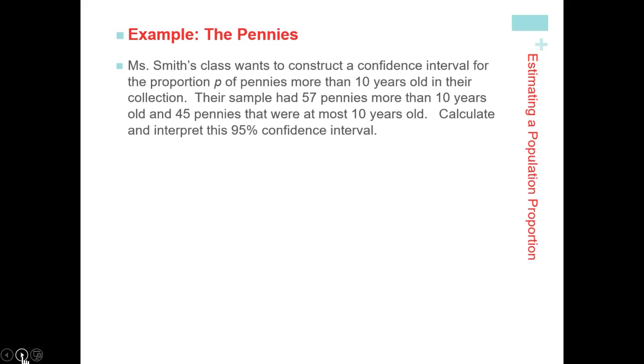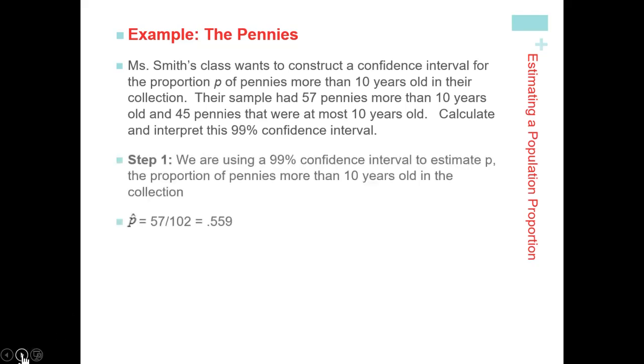Okay, and we're going to change this actually. We're going to make it a 99% confidence interval. So this is going to be 99 instead of 95. All right, so step 1, we're going to state the interval that we're going to estimate. So we are using a 99% confidence interval to estimate P, the proportion of pennies that are more than 10 years old in the collection. All right, so that's just defining what P is.